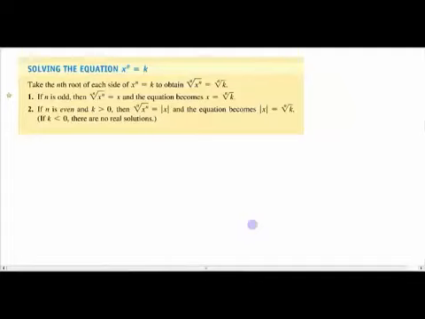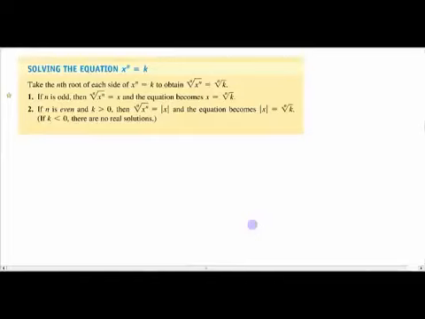Solving the equation x to the nth equals k. Take the nth root of each side of x to the n equals k to obtain the nth root of x to the n equals the nth root of k. If n is odd, then the nth root of x to the nth equals x, and the equation becomes x equals the nth root of k.